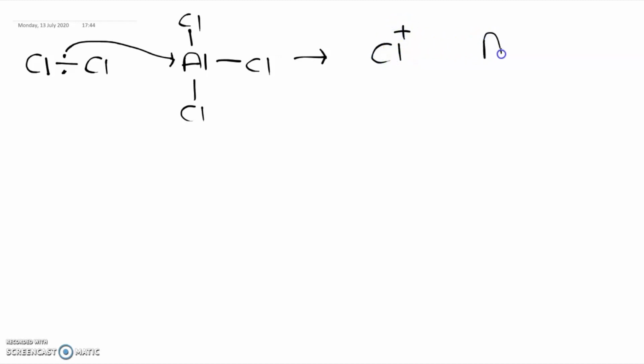Now, a dative bond is going to form between one of the chlorines and the AlCl3 to produce AlCl4- and Cl+. I've generated my electrophile, and once again, just like in the first example, the catalyst is involved in making the electrophile. It speeds up the reaction and makes the electrophile. Now, stage 2 is electrophilic attack.